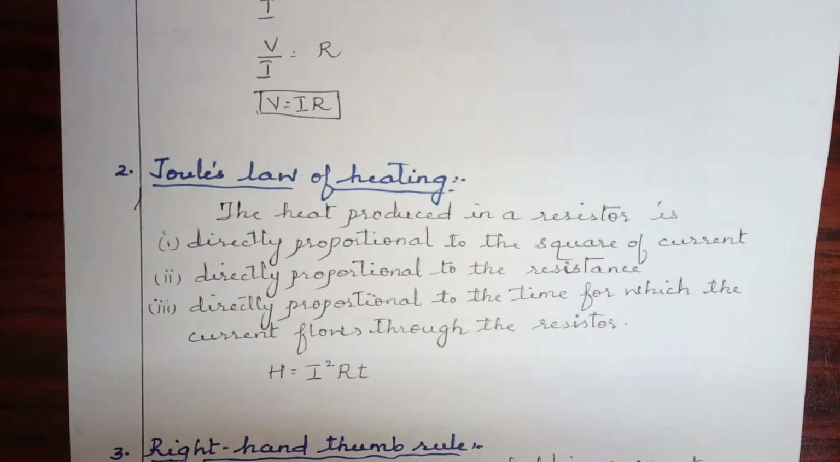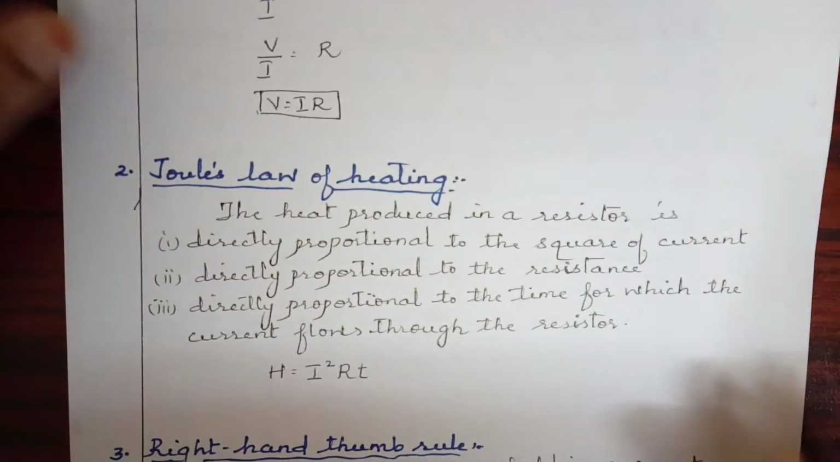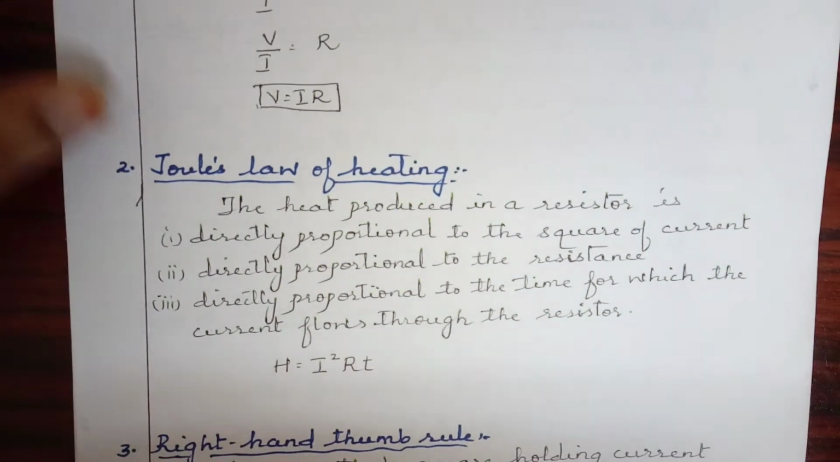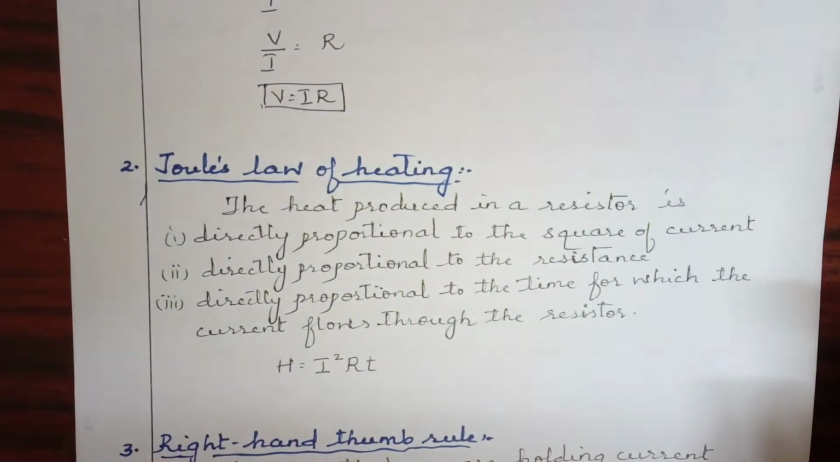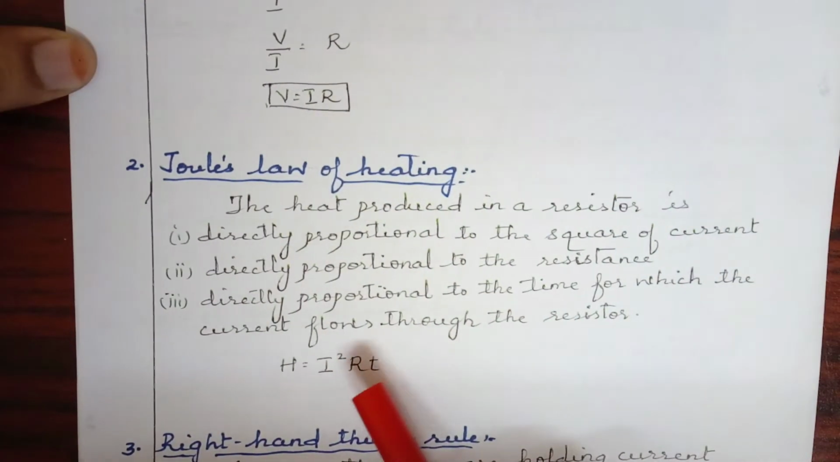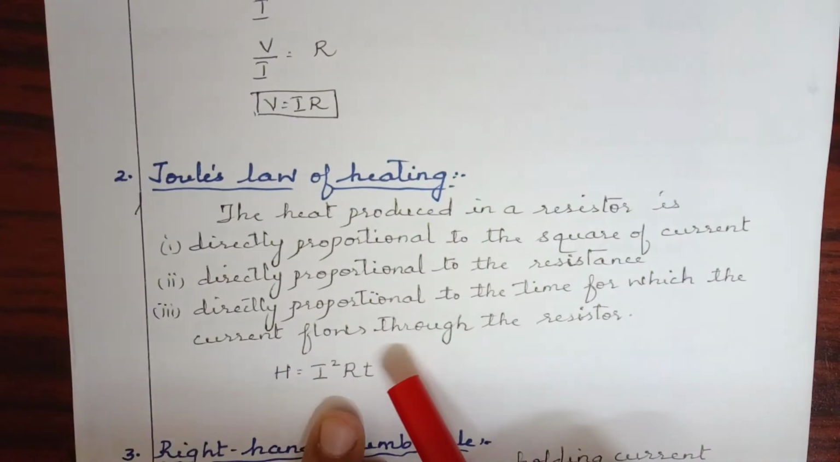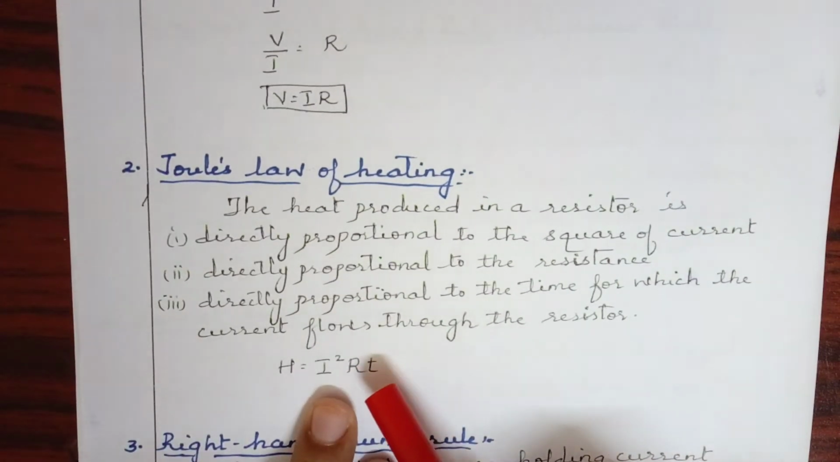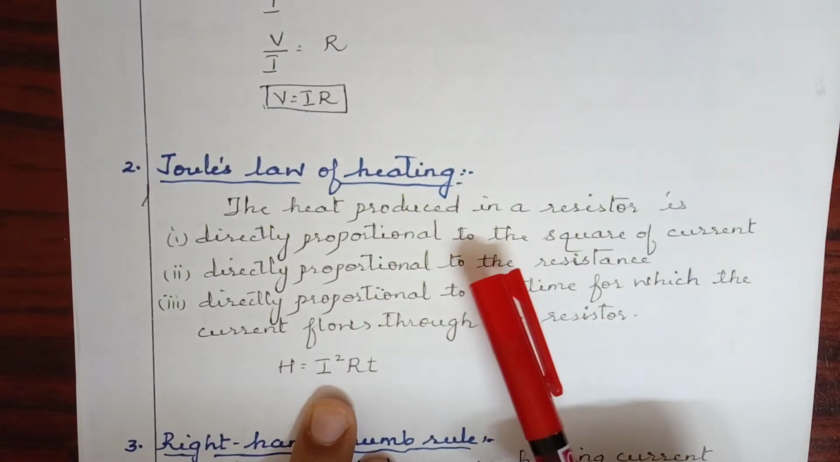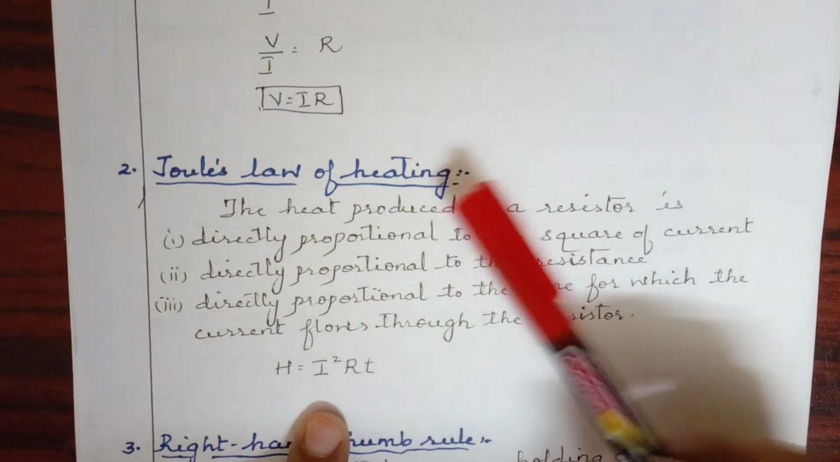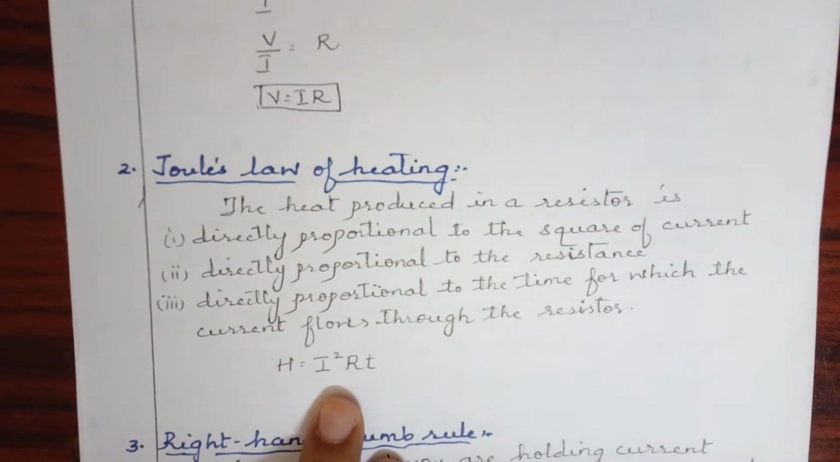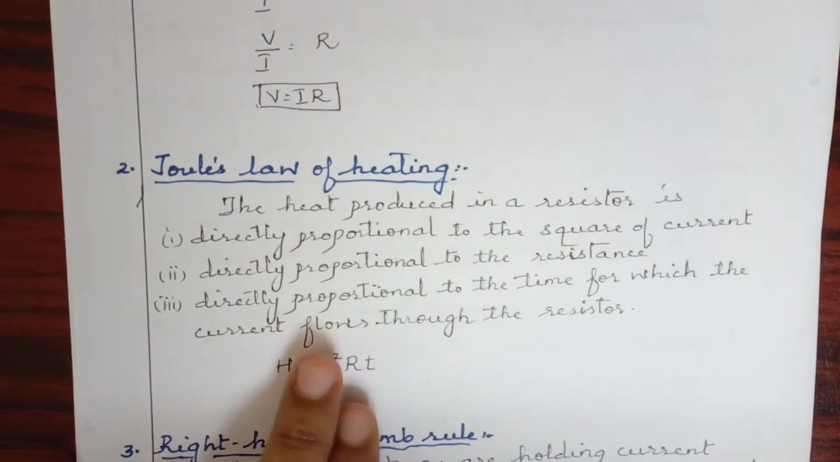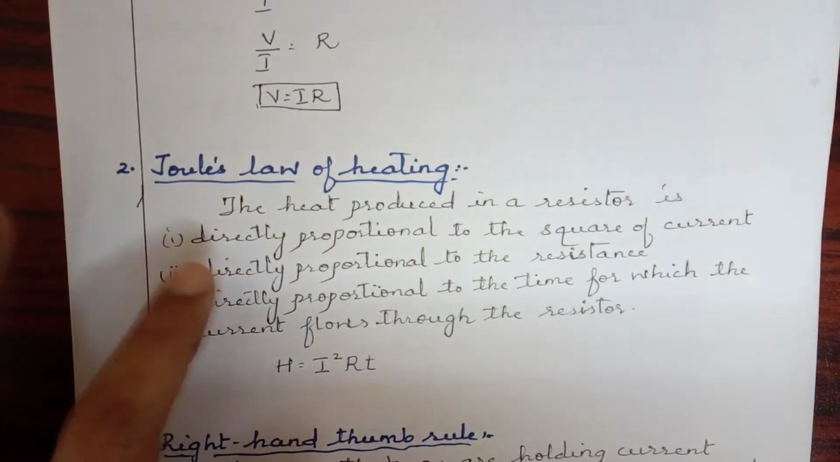Next, Joule's law of heating from the same chapter, electricity. This is a very damn easy law. All you need to do is remember the mathematical equation, and you can easily write this part. So Joule's law of heating is nothing but H is equal to I square RT. So how do you remember? If you remember this, you can easily write down the law.